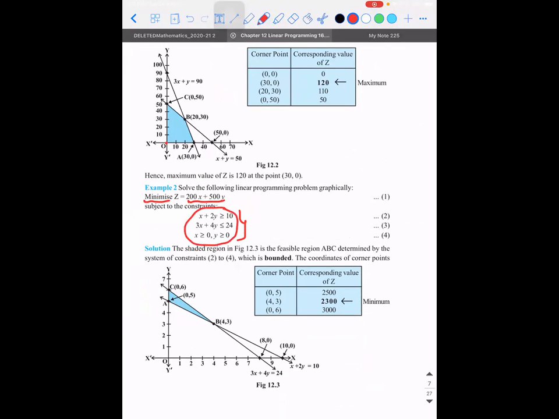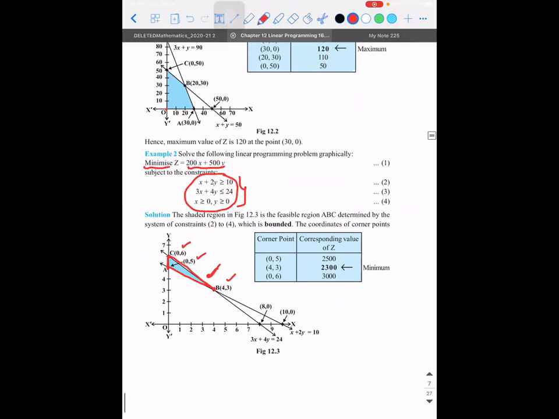So these are the linear constraints that are given. So I hope you know how to draw this graph. So once you get the shaded region, you need to write down all the points. So what are all the points that you have? Point A represents 0, 5, point C represents 0, 6, and point B represents 4, 3. You substitute all the values in the place of z. So what will you get?